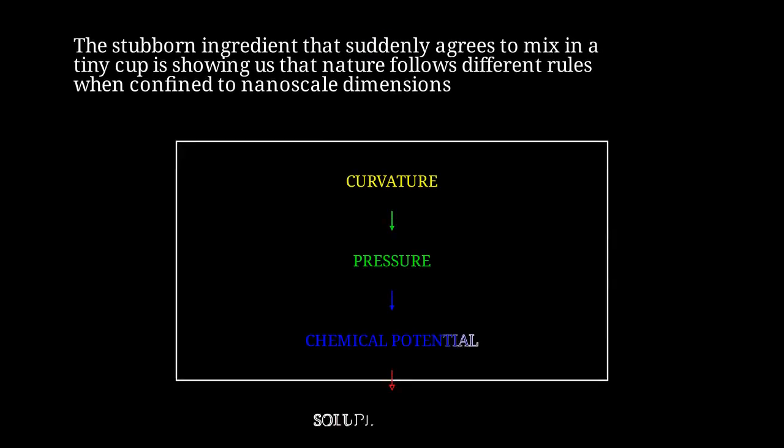This flow diagram captures the causal chain. Curvature leads to pressure, pressure modifies chemical potential, and modified chemical potential causes the solubility switch. Each arrow represents a fundamental physical principle.